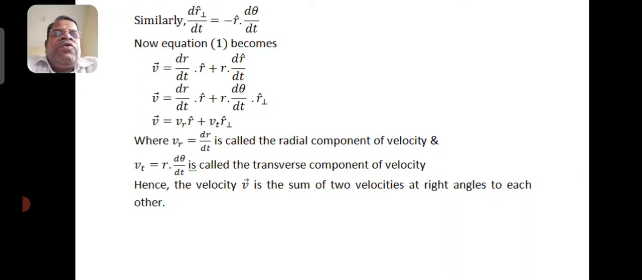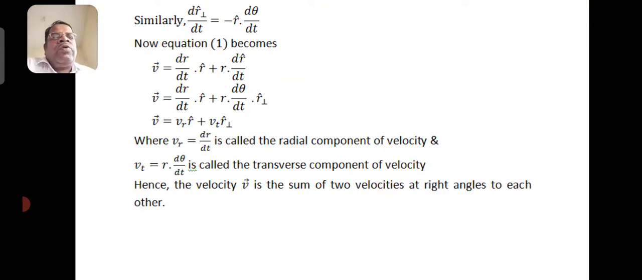Finally, v equals Vr in place of dr by dt, and Vt in place of r into d theta by dt, where Vr equals dr by dt is called the radial component of velocity, and Vt equals r into d theta by dt is called the transverse component of velocity. Hence, the velocity v is the sum of two velocities at right angles to each other.